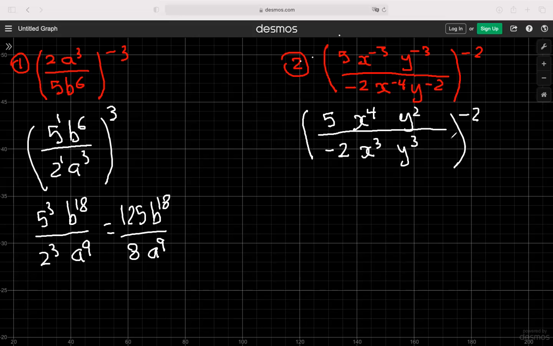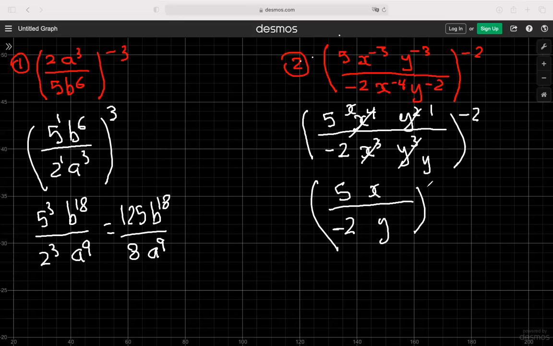Now, what I'll do before even flipping all of this is reduce inside the bracket. So we have 5 over -2, which cannot reduce. But you see this x to the 3 divided by x to the 3 gives you 1, and x to the 4 divided by x to the 3 gives you x. And this y squared divided by y squared gives you 1, and y cubed divided by y squared gives you y. So we end up with 5x over -2y all to the -2.